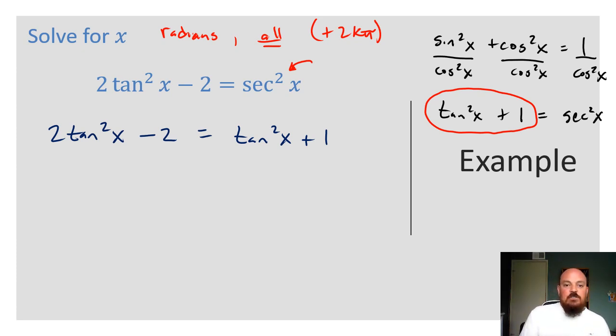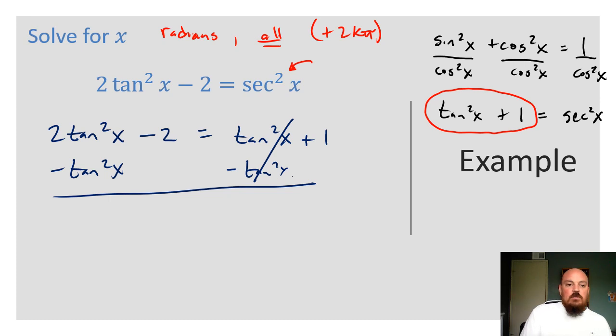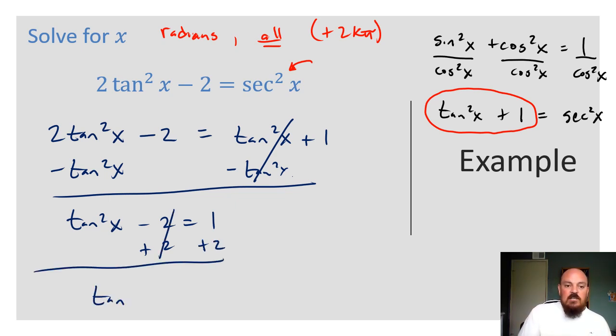In fact, I could subtract tangent squared x from each side to cancel this one. This would give me 1 tangent squared x minus 2 equals 1. And now what I'm doing is isolating, so I would add 2 to both sides. And you get tangent squared x equals 3. I'm going to take the square root to cancel out that squared. And what I get is tangent x equals, now we do get a plus or minus.